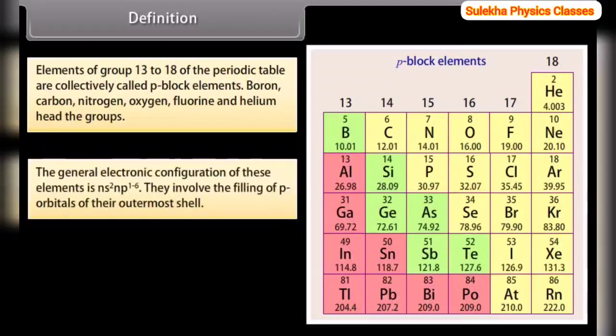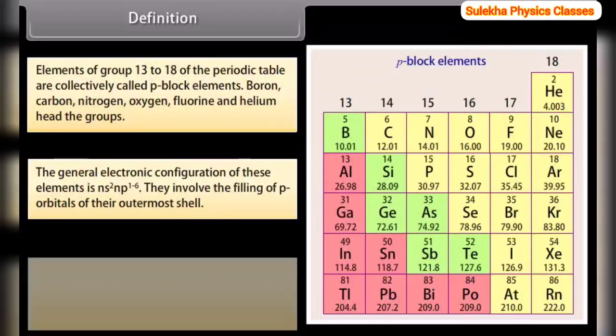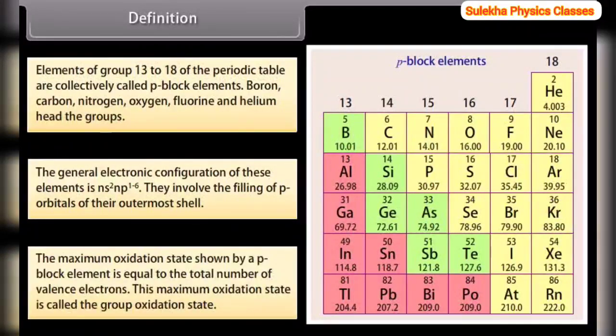The general electronic configuration of these elements is ns2 np1 to 6. They involve the filling of p orbitals of their outermost shell. The maximum oxidation state shown by a p-block element is equal to the total number of valence electrons. This maximum oxidation state is called the group oxidation state.